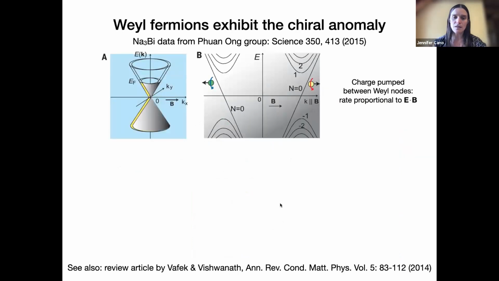So the other thing that I want to say about Weyl fermions is this chiral anomaly. So I'm going to show some data on sodium bismuth.